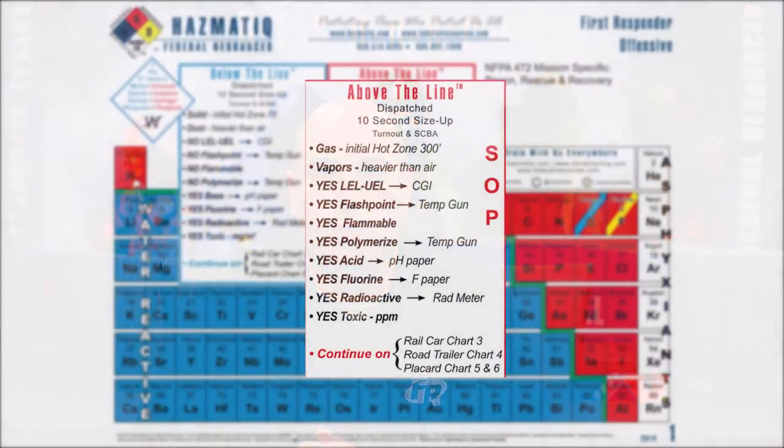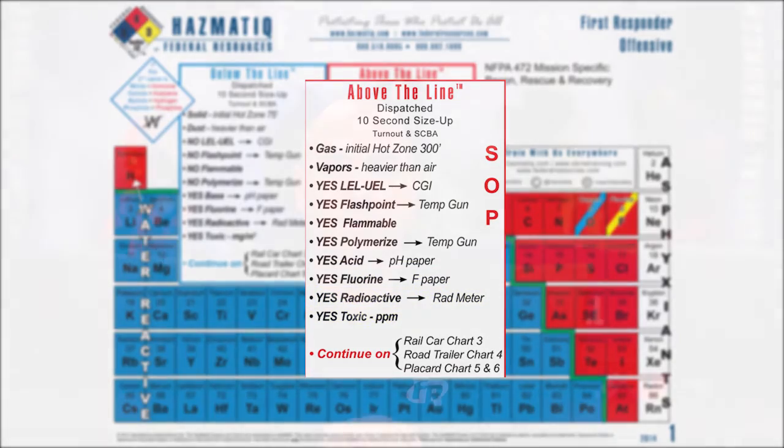When we're dispatched, we're going to use the above the line size up, and we're going to assume the product is a gas with a hot zone of 300 feet. The vapors are heavier than air. It is flammable. It has an LEL, a UEL, and a flash point. It could polymerize. It's an acid with fluorine in the formula. It's radioactive and it's toxic.